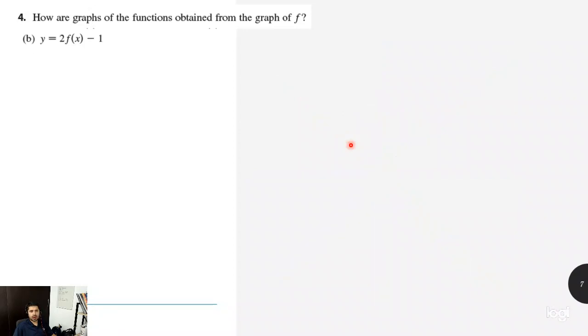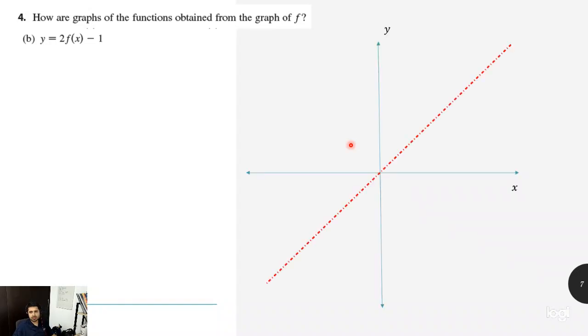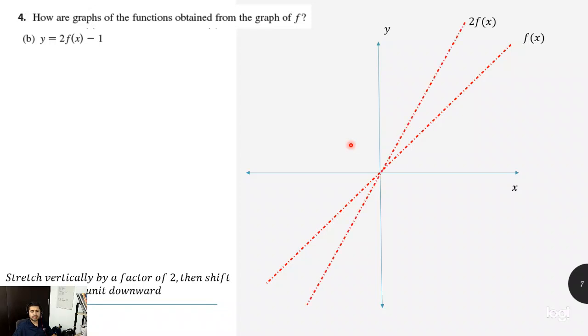The other one, we have y equals 2f of x minus 1. So let's start with the one that we already know, which is f of x. And then basically the trick is you stretch vertically by a factor of 2. It means we have more slope. And then we shift 1 unit downward. So we have this negative. You basically take 1 unit. And then basically this expression is 2f of x minus 1.